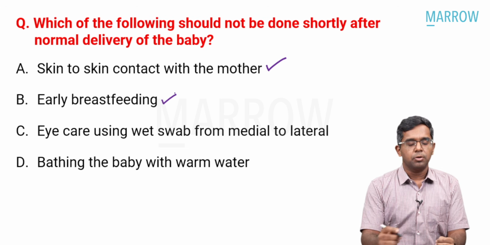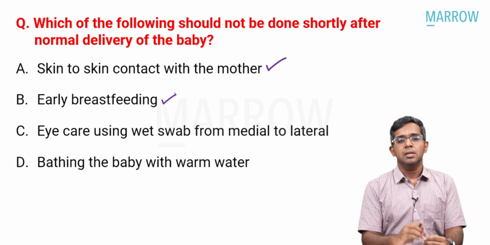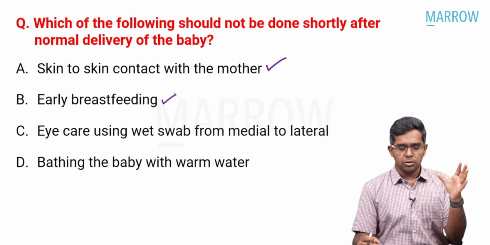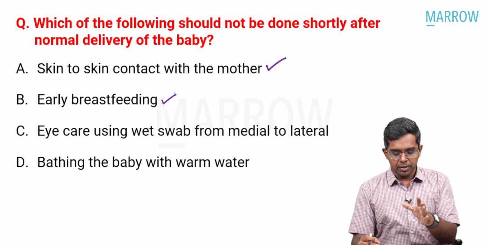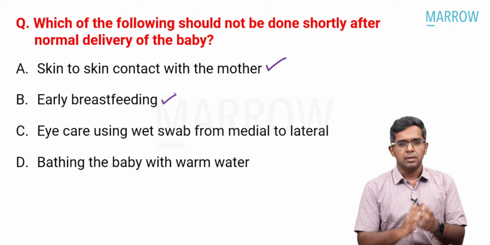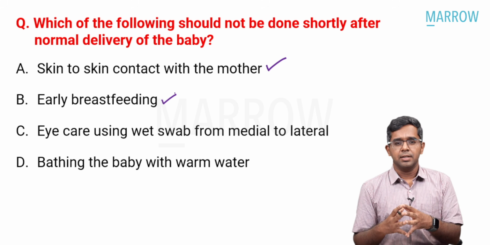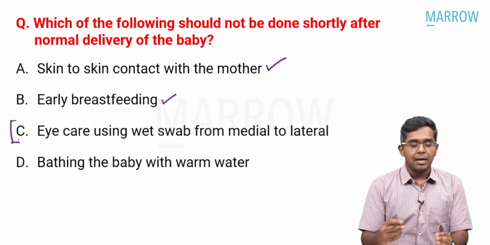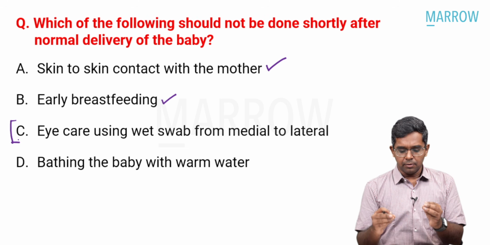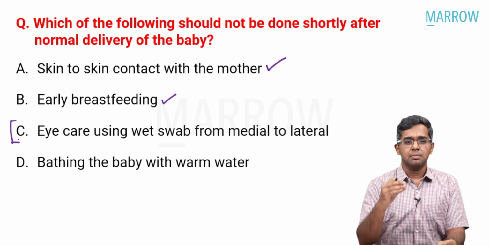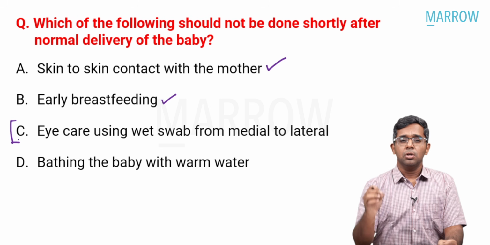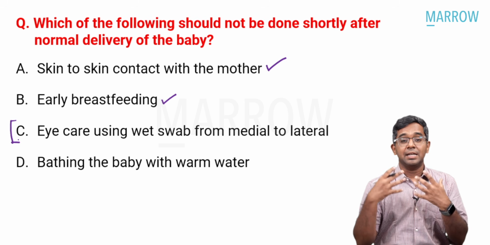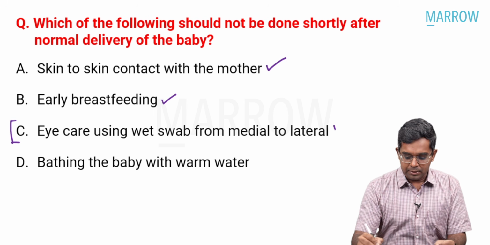Early breastfeeding is also important because we say that as early as possible, breastfeeding should be initiated after birth. So, that option is also correct. Now, confusion is between the two options: eye care using wet swab from medial to lateral, and bathing the baby with warm water. These are based on the national guidelines given by AIIMS, where it is clearly mentioned regarding option C that eye cleaning can be done with a swab. Wet swab means something which is soaked in normal saline or sterile water, from the medial canthus to the lateral canthus. They have mentioned it can be done. Okay, so this is a correct option.